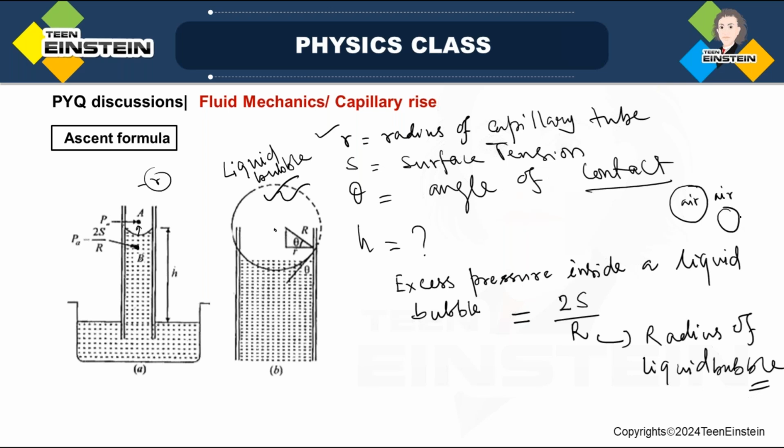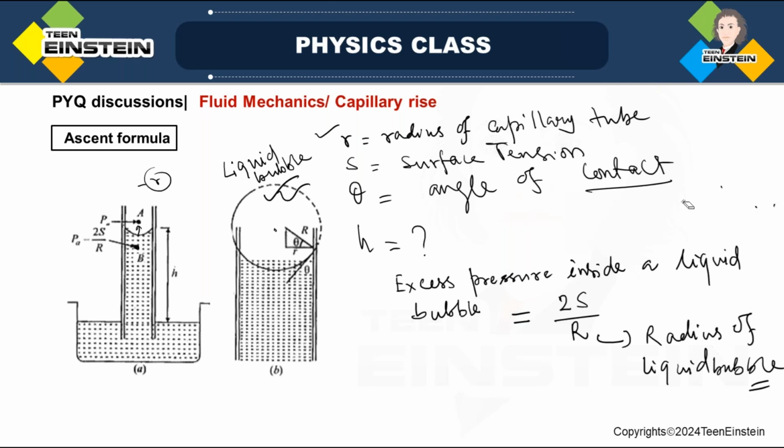In case of a liquid bubble, you have liquid here, and here also liquid. I mean, inside there will be no air. This will be just liquid. So you have only effectively one interface.